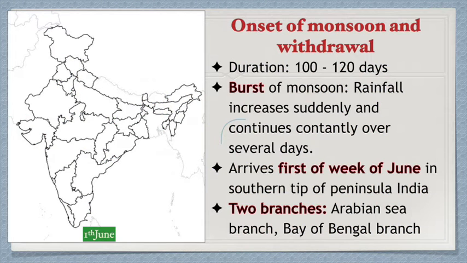Then onset of monsoon and withdrawal. Indian monsoon's duration is usually 100 to 120 days. Rainfall increases suddenly and continues constantly over several days if monsoon develops. Indian monsoon arrives first week of June in southern tip of peninsular India. Once it reaches the southern tip, it divides into two branches. One is Arabian Sea branch, another one is Bay of Bengal branch.